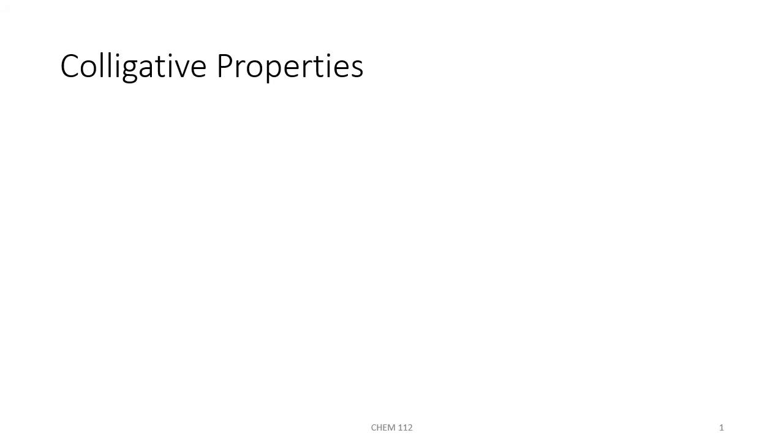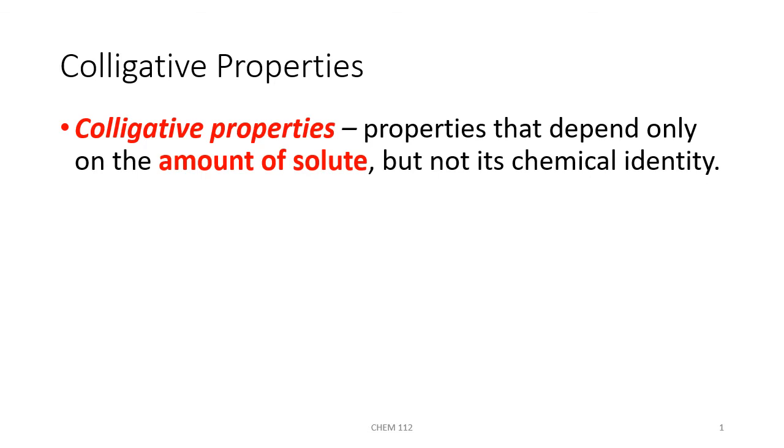Next, we are going to learn about the properties of solutions. Solutions have something called colligative properties. These are special properties that depend only upon the amount of solute or the number of solute particles in solution, but not upon the chemical identity of the solute. So it doesn't matter what the solute is, it only matters how much of it is dissolved.